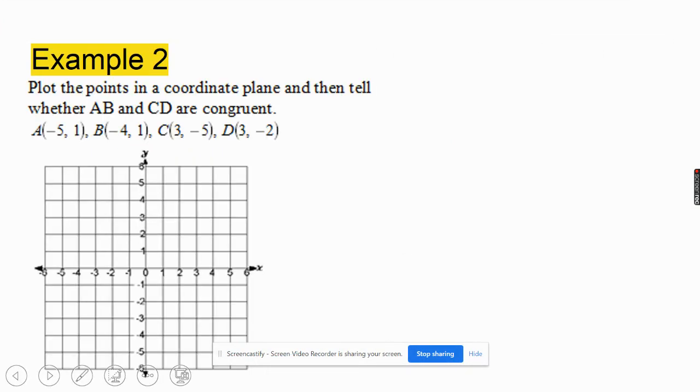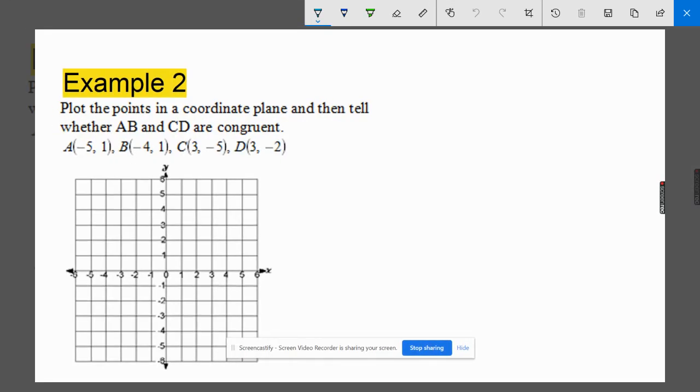Okay, so pause the video and try this example on your own. When you're done, resume and come back to it. Okay, so hopefully you did this. And so first we need to plot the points. We have a coordinate, x, y. So we go to -5 on the x-axis. And then we go up 1 on the y. And our point is there. And we'll label that A. B is -4, 1. So there's my segment AB.